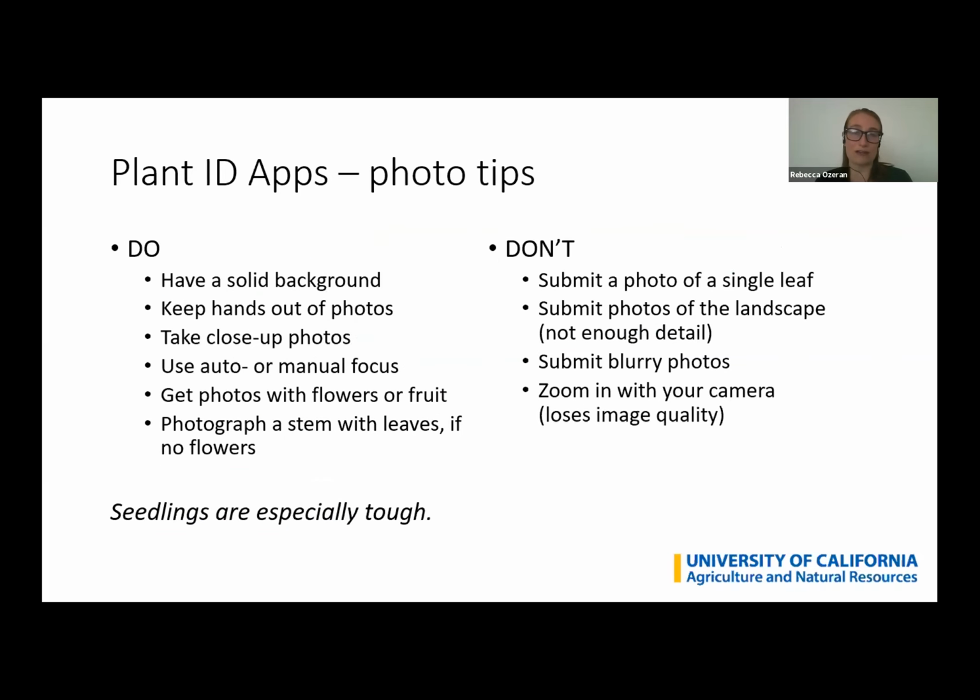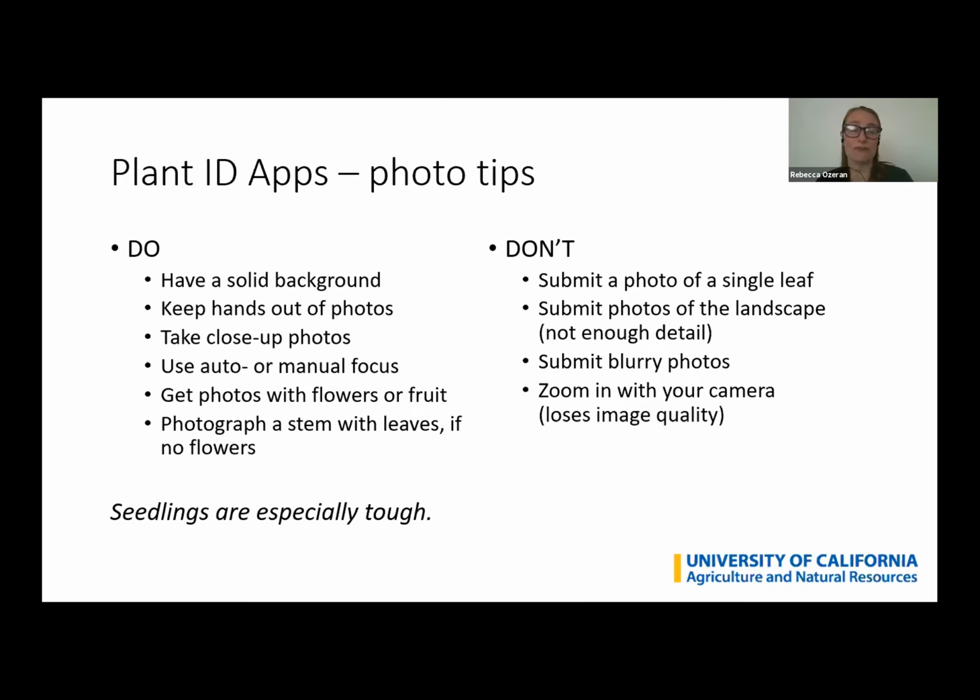So we wanted to share some tips on how to get a good photo to use with these apps, because whether it's a person or a computer looking at your photo, it really helps to have certain characteristics of the photo that you submit. Try to have a solid colored background or something that contrasts really well with the plant you're trying to identify. Also, try to keep your hands out of photos. This is less of an issue with the community apps like iNaturalist and PlantNet, because a person is going to be able to tell that you have a hand in the photo. But PlantSnap or something using a computer algorithm might see your hand as part of the flower. And so just try to avoid having your hand in there.